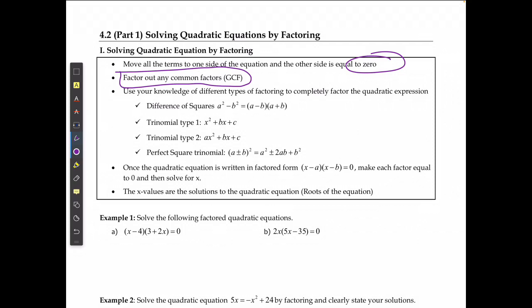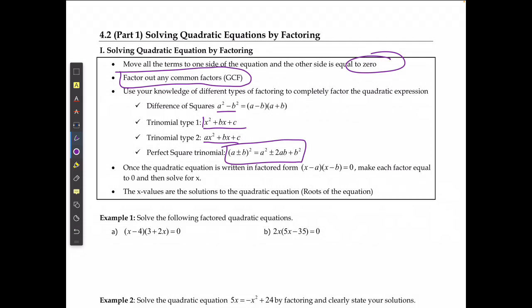So I could either have a difference of squares, I could have a trinomial type 1 where the a value is 1 and I can do this by inspection. I can do type 2 where the a value is not equal to 1 and I'm going to use decomposition. Or I can factor down if I have a perfect square trinomial, which we've gotten a lot of practice with when we've been doing our completing the squares.